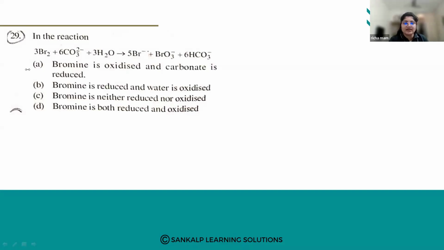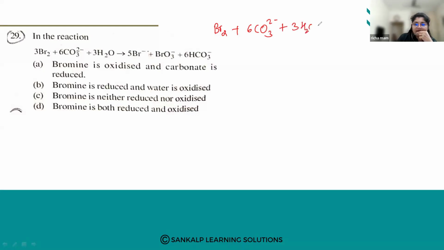A, bromine is oxidized and carbonate is reduced. B, bromine is reduced and water is oxidized. C, bromine is neither reduced nor oxidized. And D, bromine is both reduced and oxidized. So what is the first thing you're going to do? You're going to see the oxidation states of each.